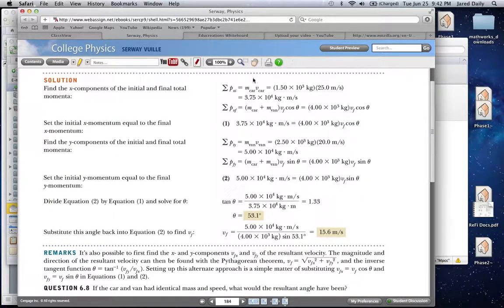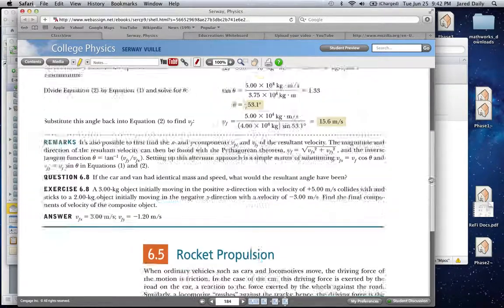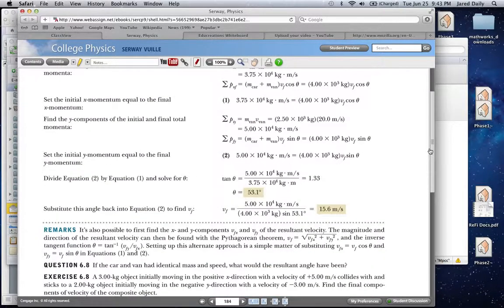So all they're doing is the conservation of momentum twice, once in the x direction, once in the y direction. And if you need to, you can do conservation of energy, and it doesn't matter which direction you do it in, and you're good to go.